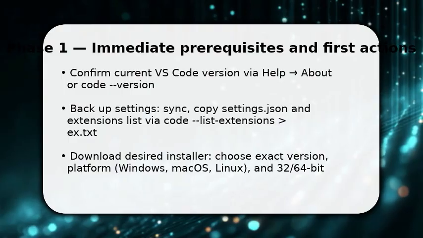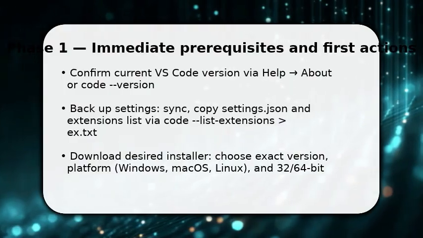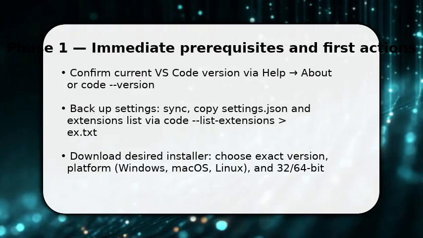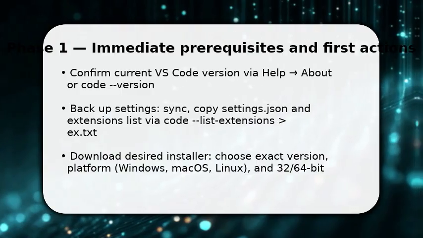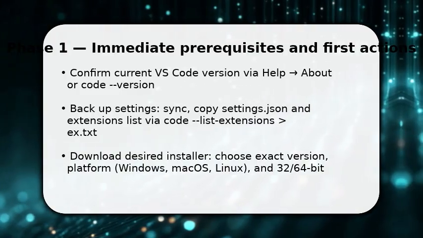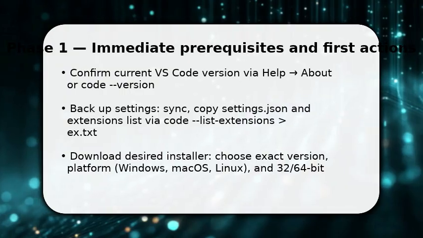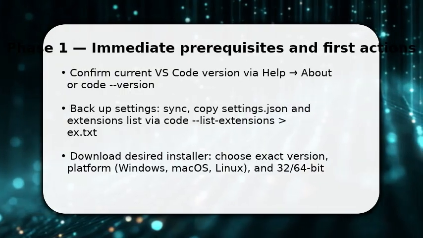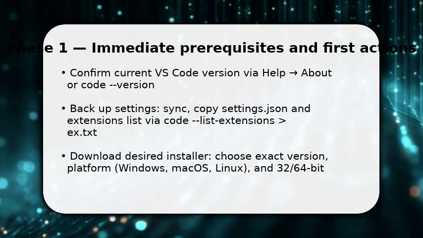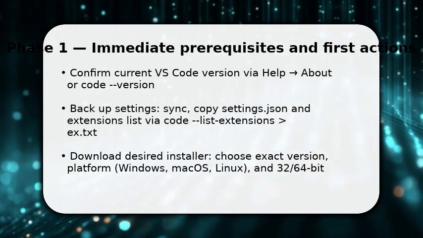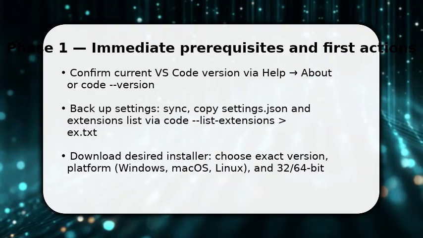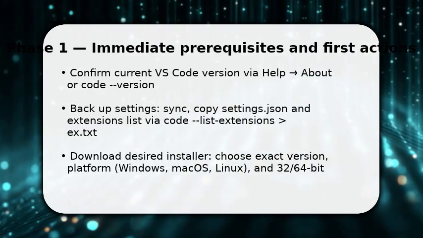You start by verifying what you have, run code --version, or open Help > About so you know the target versus current. Next, back up your settings and extensions, export the list and copy settings.json to a safe folder. Then download the specific installer for your platform and architecture. Make sure the file name exactly matches the version you want.